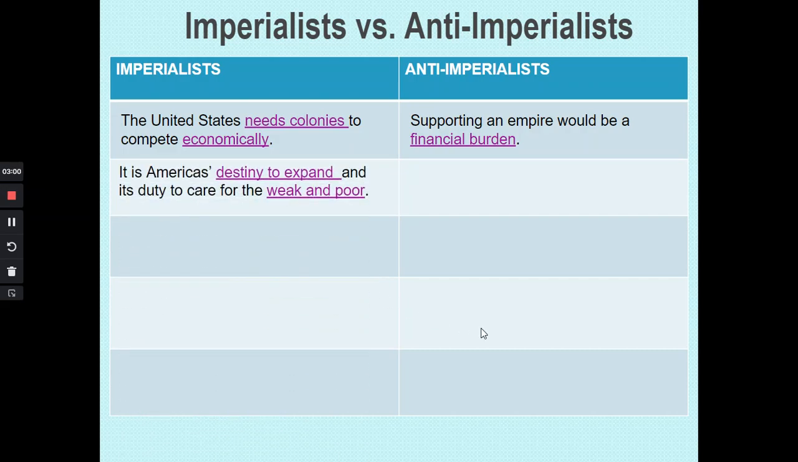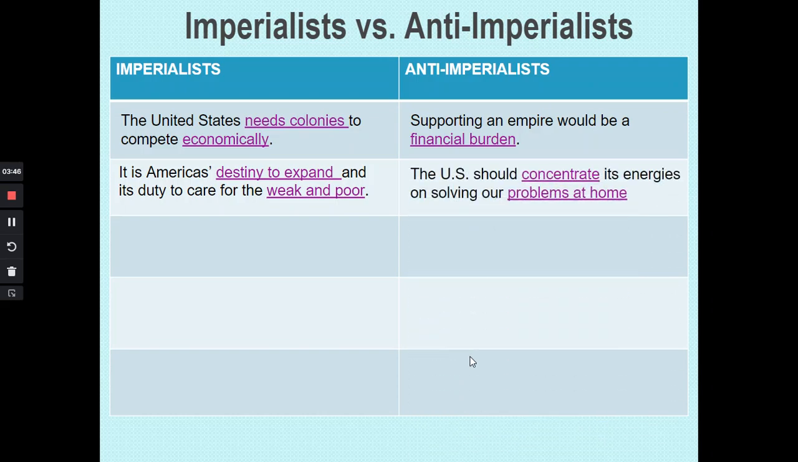Imperialists also said that it is America's destiny. Remember, going back to before the Civil War, we talked about manifest destiny, going from the East Coast to the West Coast. Now we're taking this and expanding it throughout the world. And that's why at one point, when you take from the Philippines all the way over to Puerto Rico in 1898, basically the United States covered an area of 10,000 miles with how much land we had. So according to imperialists, it's our destiny to grow and to help take care of the weak and the poor.